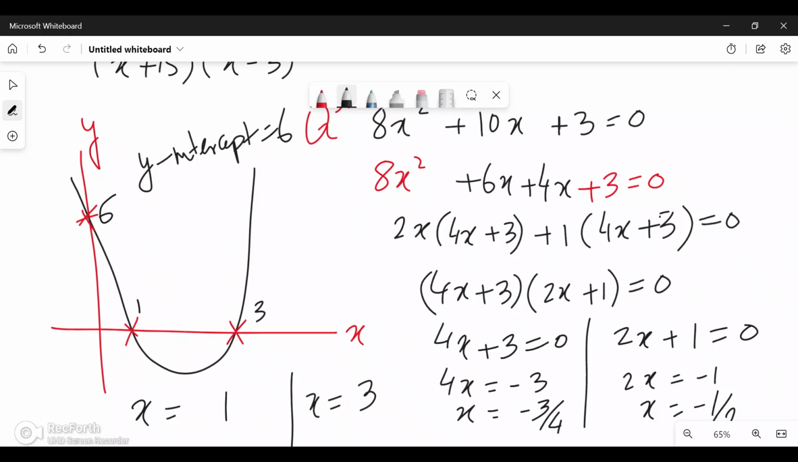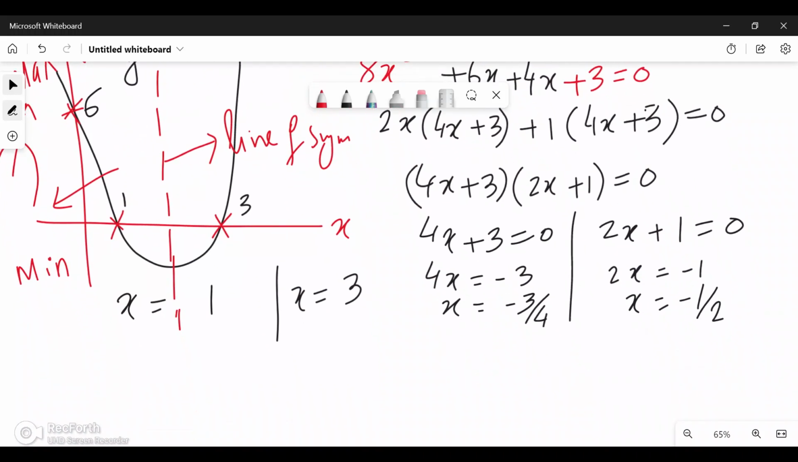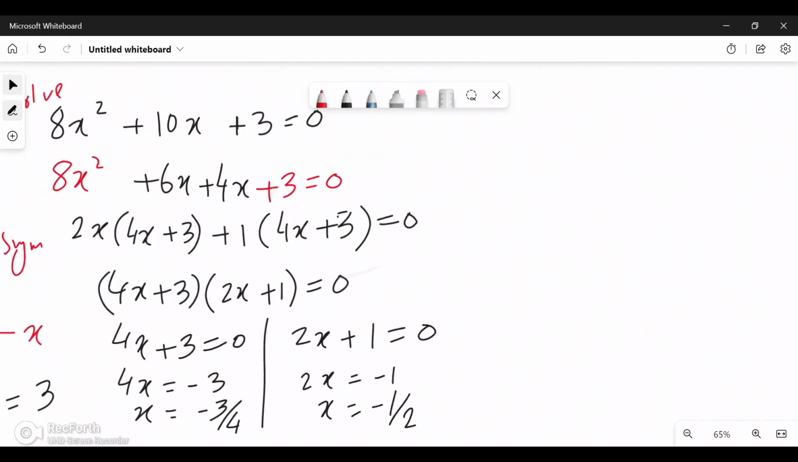And if they ask about the line of symmetry, you are simply supposed to draw a line which passes through the center, or that divides the curve into two equal portions. That is called the line of symmetry. And if they ask about the nature of the curve, if the curve is U-shaped, that is called a minimum curve. And if the curve is N-shaped, that will be the maximum curve. So these are the basic points regarding the graph of a quadratic equation you should know, and you are supposed to answer them in your exam.